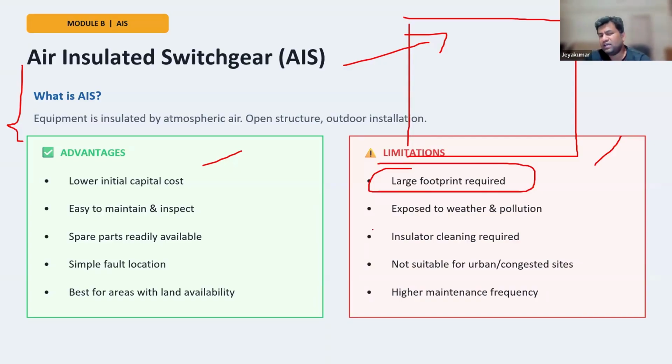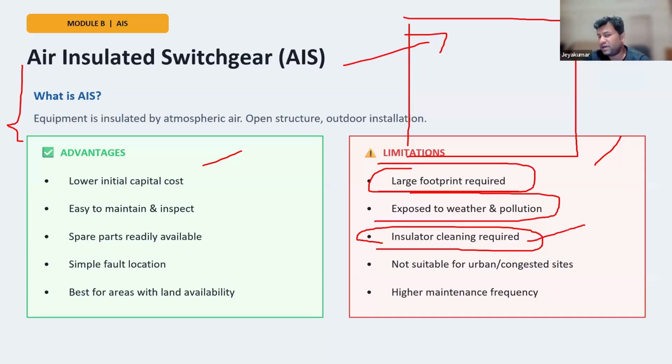And there is exposure to weather and pollution. Because of that, many times the insulators need a lot of maintenance. And AIS cannot be located in the cities. It has to be somewhere outside only. If it is within the cities, it has to be properly fenced. So that's the challenge actually. These are the small attributes you have to look for.